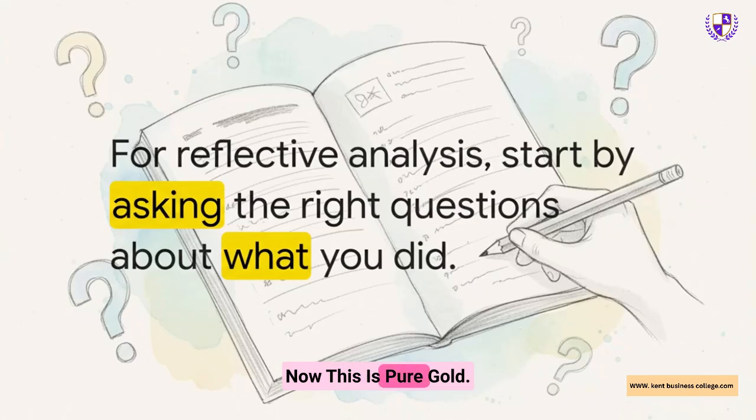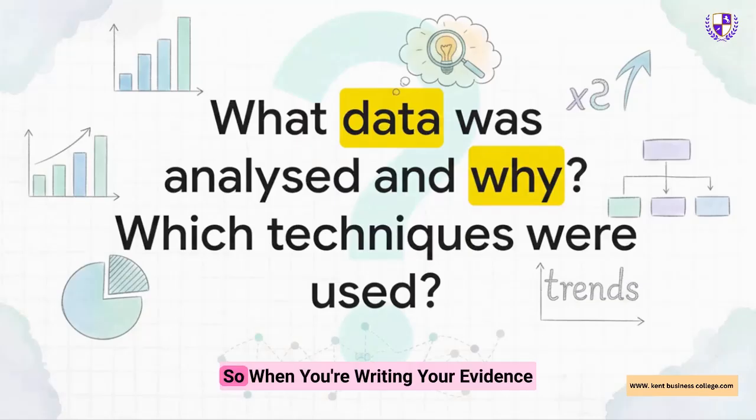Now, this is pure gold. Olivia knows that writing a reflective analysis can sound really intimidating. So she breaks it down into a super simple two-step formula. The first step is all about asking a couple of straightforward questions about what you did. So when you're writing your evidence up, you just start with the facts.